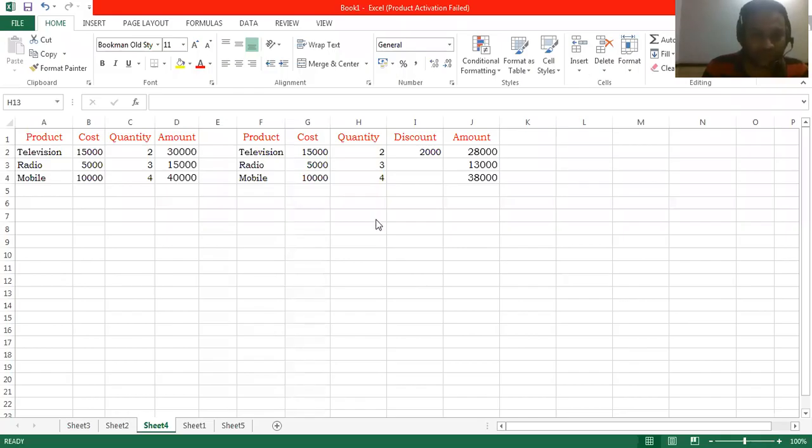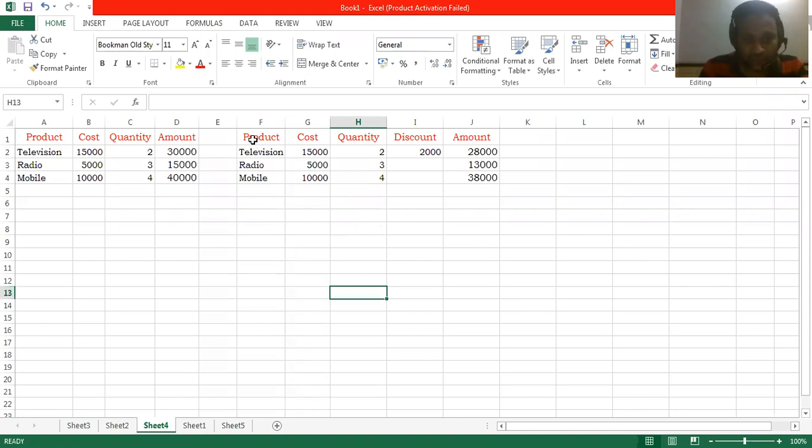Coming to the third one, that is mixed referencing. What is mixed referencing? Mixed referencing is the combination of both relative referencing and absolute referencing.